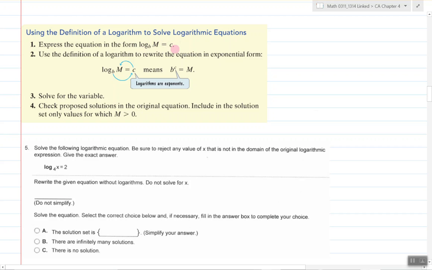Now, this works when there is only one logarithm, and if there is more than one logarithm, you might have to condense to combine them to have a single logarithm. But what we're going to do is rewrite our log statement as an exponential statement, and we did this, I believe, in lesson 4.2. We do need to check these because remember, logarithms have very restrictive domains. In this, the domain, you have to make sure that m, whatever is m, is greater than 0.